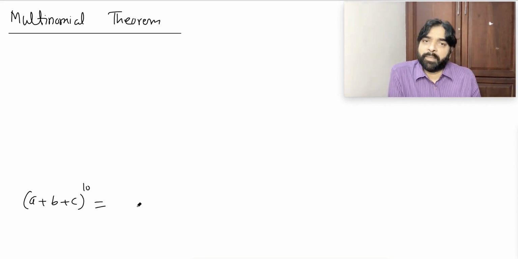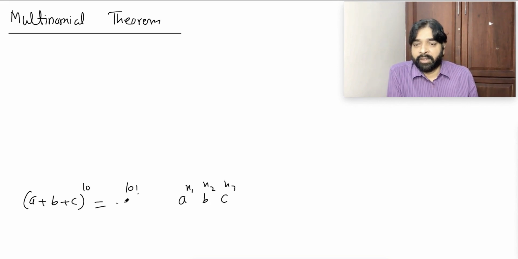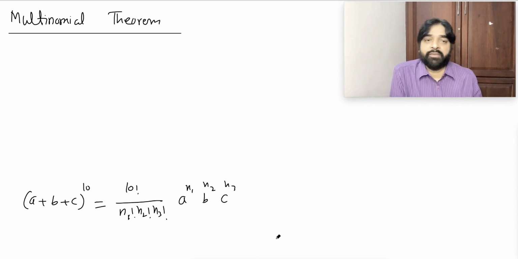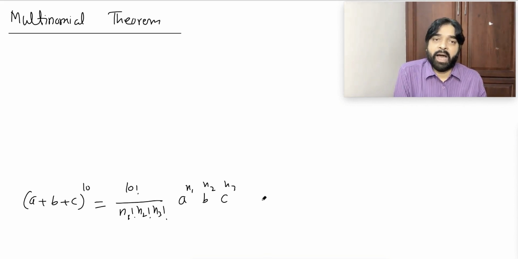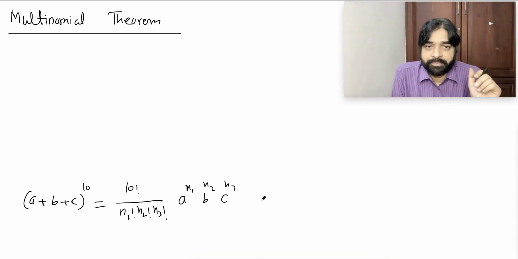Same logic I will apply. I will say a power n1, b power n2, c power n3, 10 factorial divided by n1 factorial, n2 factorial, n3 factorial. For different values of n1, n2, n3, you will get different terms. Are you able to understand the point? This is the way we used to expand.